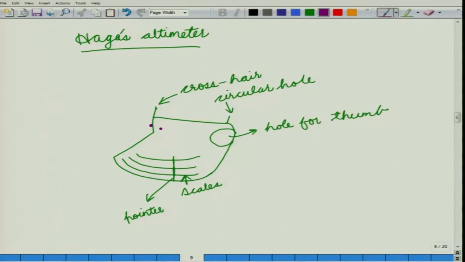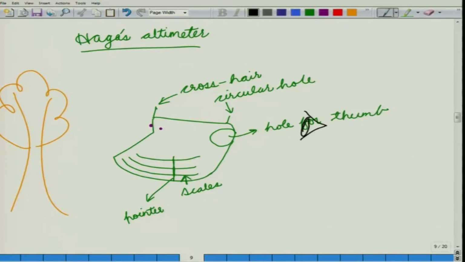Now, how do you take the measurements? So, suppose there were a tree somewhere, you need to observe the top of the tree from this side. So, suppose this is your eye.